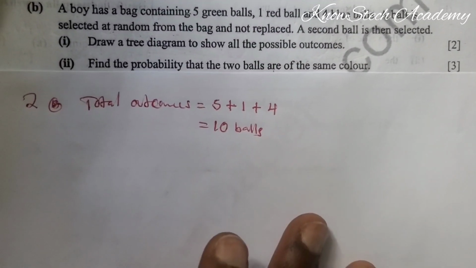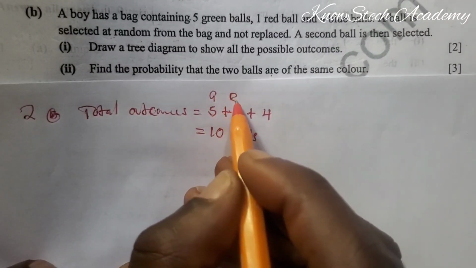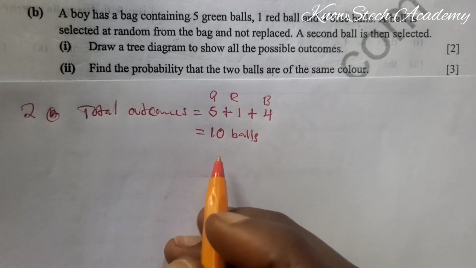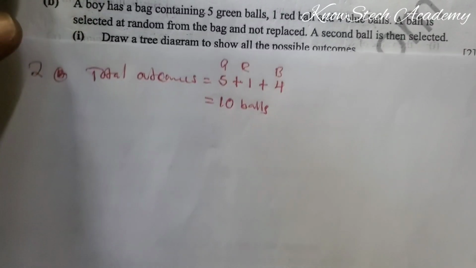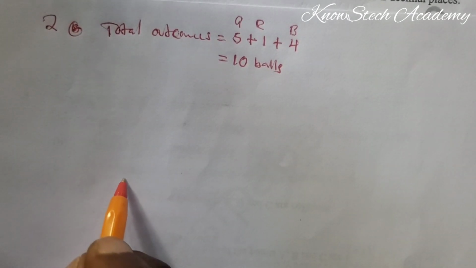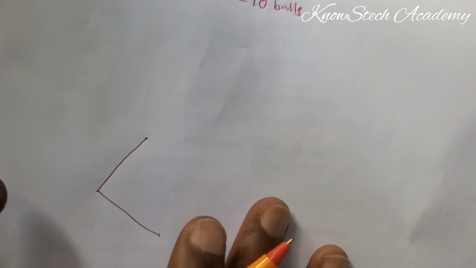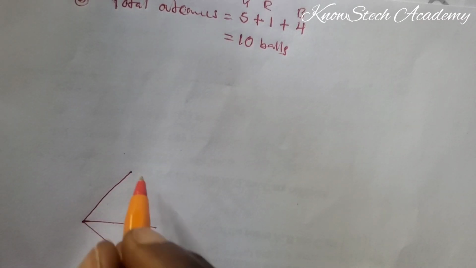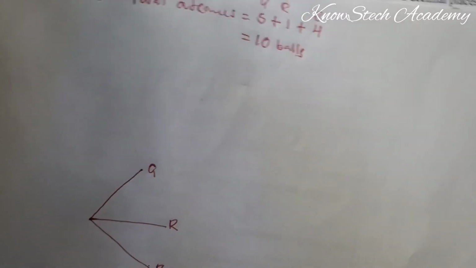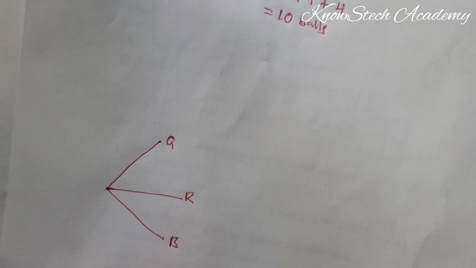Now, look at this. The first one we are told to illustrate. So this 5 is for green, this is red, and this is blue. Okay, GRB. Now, our tree diagram is going to have how many branches? 3 branches. So from there we can draw our tree diagram. Okay, so our tree diagram will look exactly like this. So this is green, this is red, and this is blue.